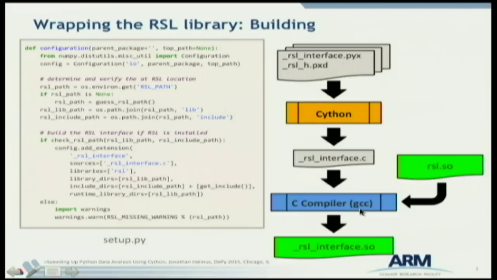The source code is this RSL interface.c file that was generated with Cython. And then we have to tell it, hey, when you build that, you're going to link in RSL. We have to give it a library directory and include paths. And RSL also has to be in the runtime, so it's going to link to the dynamic library. In this case, RSL isn't required for PyArt, so we also have some warnings that tell you, hey, you didn't build it with it, but you can continue on.